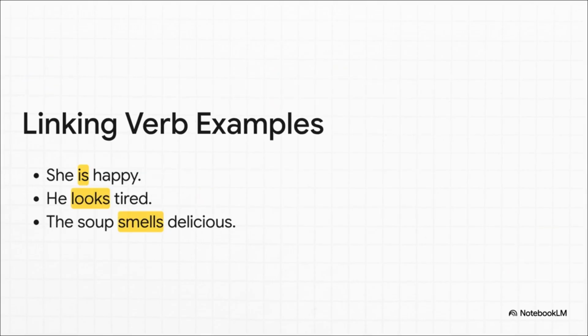Let's see how this works. She is happy. The word is just connects she to happy. Basically, she equals happy. He looks tired connects he to tired. And the soup smells delicious connects soup to delicious. See? No action, just a connection that describes a state of being.